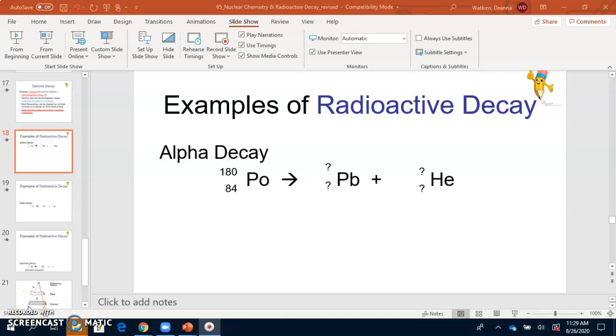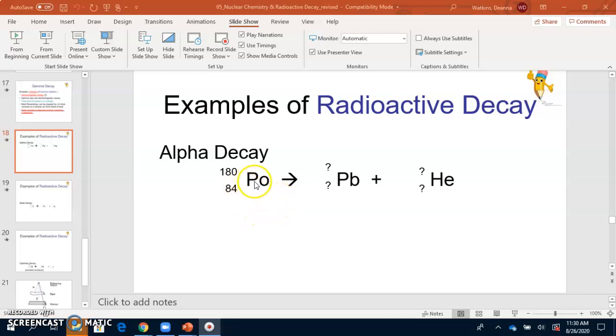All right, so let's go through a couple examples of how to actually do a radioactive decay problem. We are going to start with alpha decay. As a reminder, when you are working with alpha decay, it is going to lose 2 protons and 2 neutrons. So let's go through and work this problem.